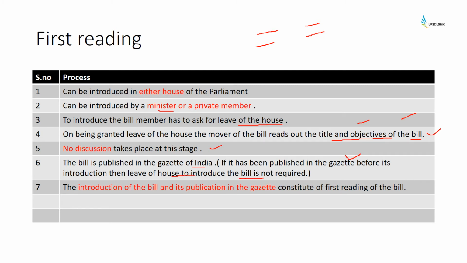So what is the first reading? This introduction of the bill, in which the title and objectives are read, and the publication in the Gazette of India, forms the first reading of an ordinary bill.